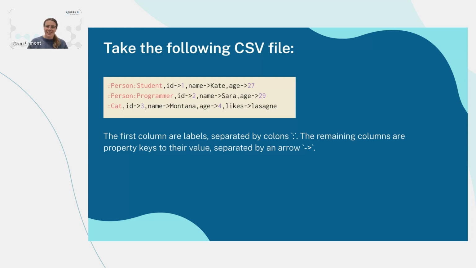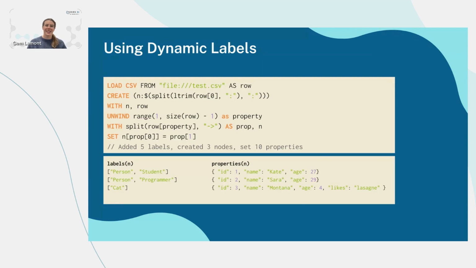And with this new feature, you can now actually use pure Cypher to load this data. As you can see here, I split the string just to make it look pretty because I had those colons on all the labels. And then I use the dynamic labels to create this. And I also use dynamic properties to store my properties. So after this query, you can see that I have 3 nodes with the 5 dynamic labels, and then all my 10 properties are also stored.